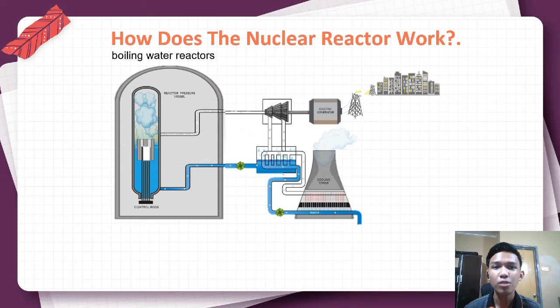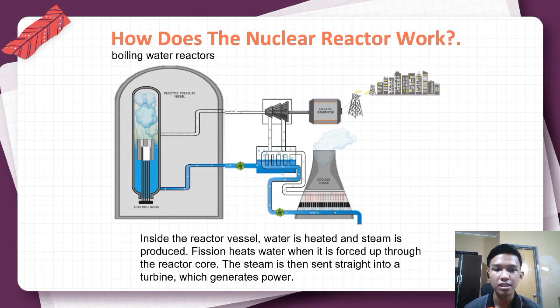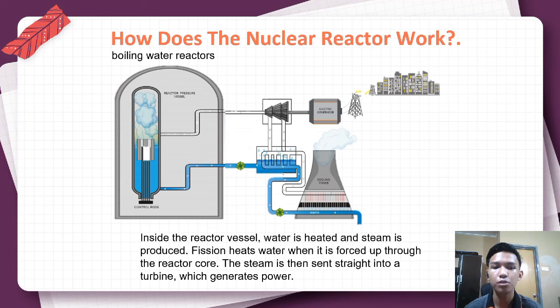For boiling water reactors, the first and third steps are the same as the pressurized water reactor. The main difference is inside the reactor vessel. Inside the reactor vessel, water is heated and steam is produced. Fission heats water when it is forced up through the reactor core. The steam is sent straight into the turbine, which generates power.